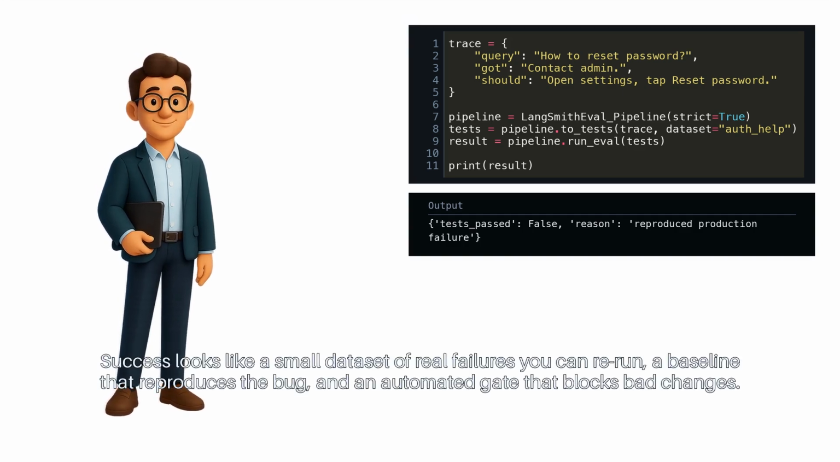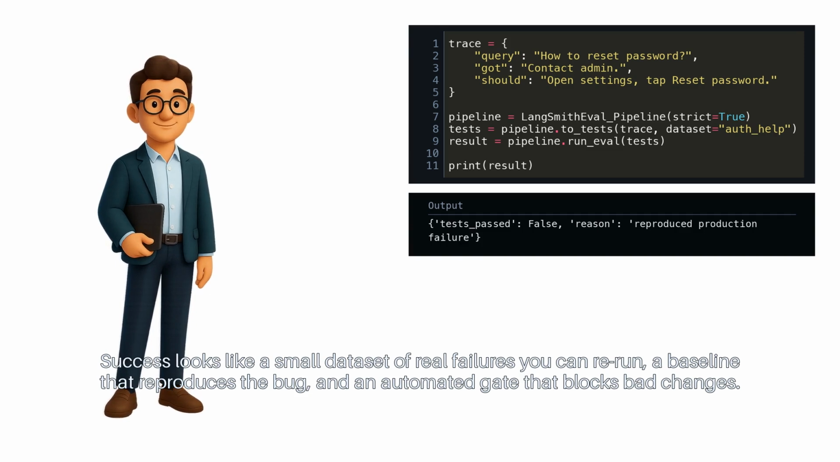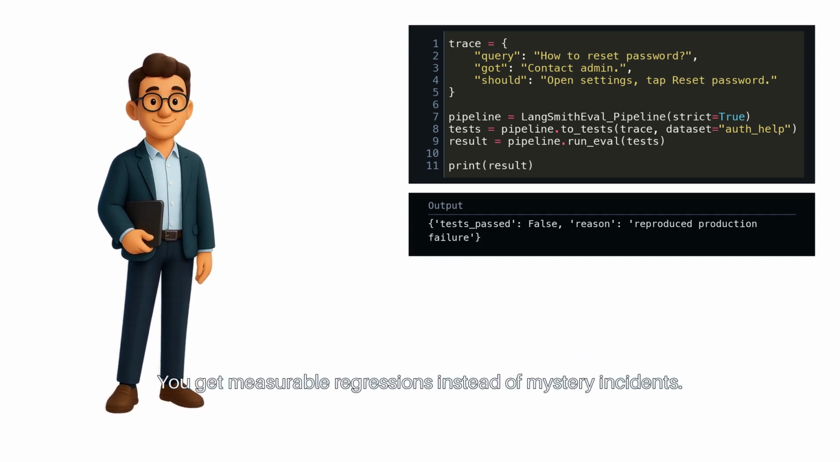Success looks like a small dataset of real failures you can rerun, a baseline that reproduces the bug, and an automated gate that blocks bad changes. You get measurable regressions instead of mystery incidents.